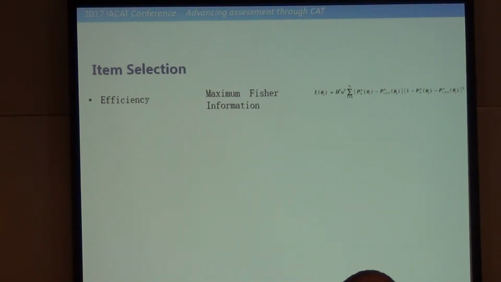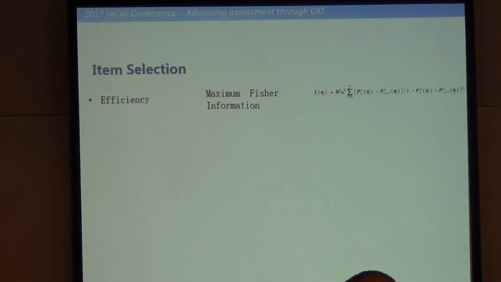Item selection is a big concern for us. Firstly, we want to make the test efficient. So we choose the maximum Fisher information strategy. However, MFI has some limitations. One limitation is that items of high quality will be exposed quickly. And second, the usage rate of the item bank is low.